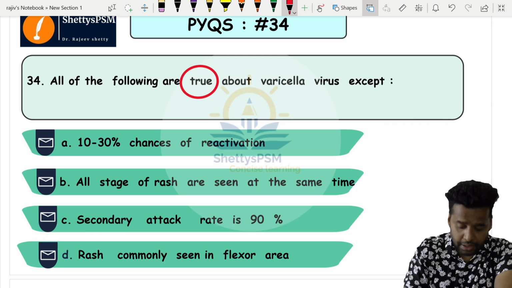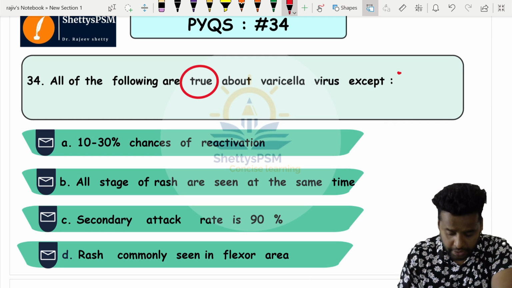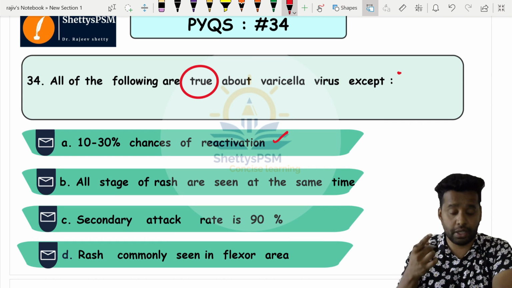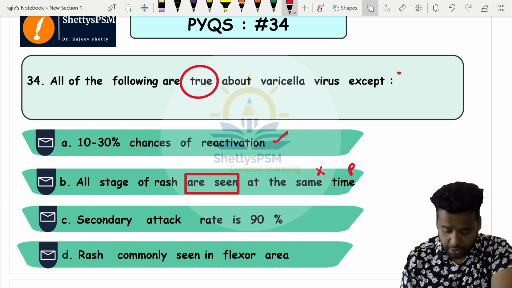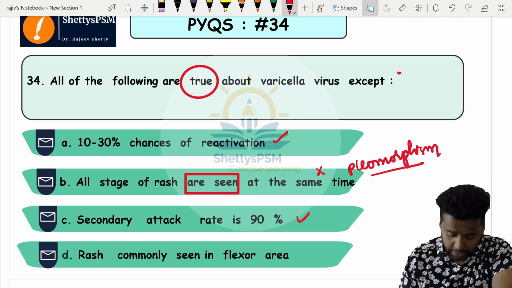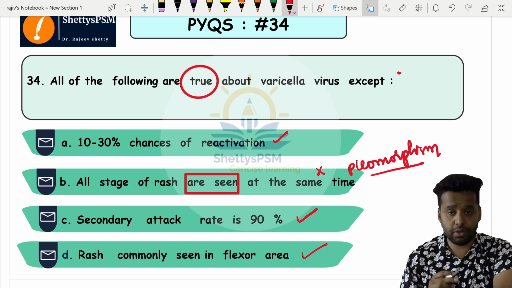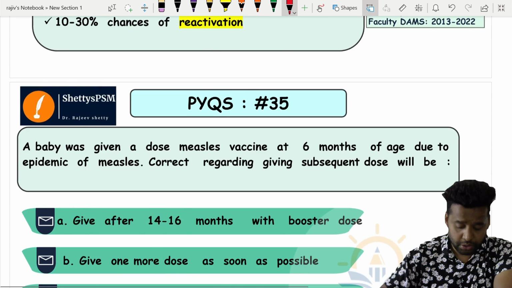True about varicella except: 10 to 30% chances of reactivation, correct, leading to herpes zoster. All stages of rash are seen at the same time. No, there is pleomorphism, different stages of rash at one point of time. Secondary attack rate 90%, correct. Rash involves flexor aspect, correct. The opposite will be smallpox rash.